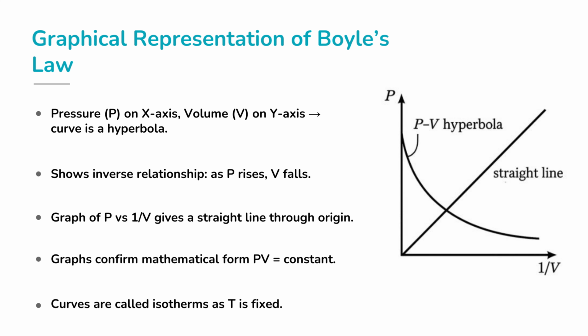Let's visualize it. When we plot pressure on the x-axis and volume on the y-axis, the curve is a smooth hyperbola. It shows that as pressure rises, volume falls. If instead we plot pressure against 1 divided by volume, we get a straight line passing through the origin. Both graphs confirm the inverse relation between P and V. These curves are called isotherms because the temperature is held constant during the process. So the next time you see a hyperbola in your gas law graph, remember it's Boyle's signature curve.